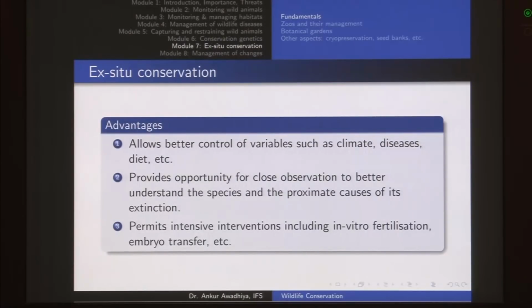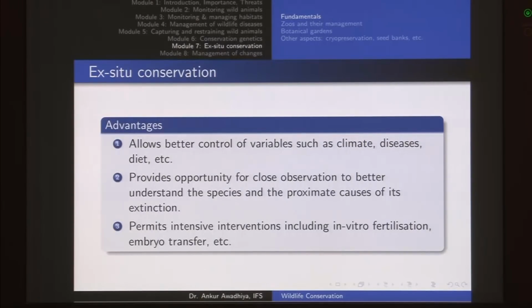Now when this giant panda is out there in the forest, we will not be able to regulate the temperature because that is under the control of nature. But if you are creating a very specialized facility for the giant panda, you can install air conditioners and heaters to ensure that the temperature is always between 15 and 20 degrees. So climate can be controlled, and diseases can be controlled because you are not allowing any other animals to come into contact with your animals in the facility. The diet can be very strictly controlled so that your animals get a very nutritious diet, which may not be possible in the in-situ conservation areas.